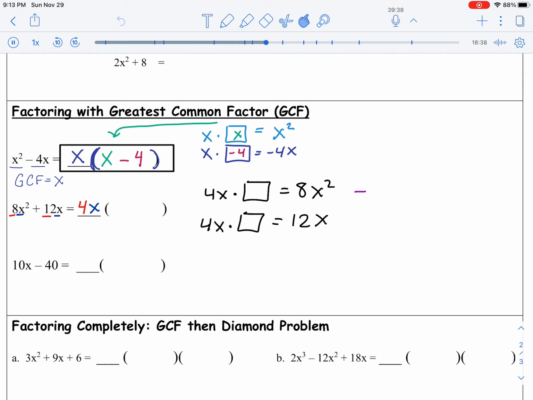Well, for the first part, 4 times 2 is 8. X times x gives me x squared. So we have 2x. Then for the next, 4 times 3 equals 12. And x times 1 is just x, so I don't need to include another x. So plus 3. So the factored form of 8x squared plus 12x is equal to 4x times 2x plus 3.